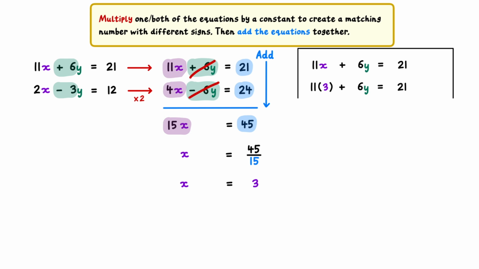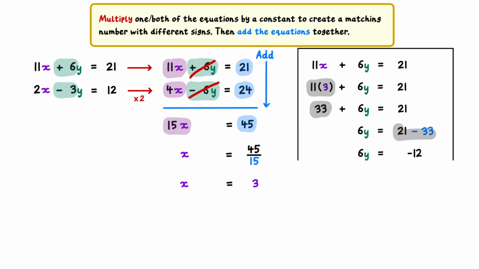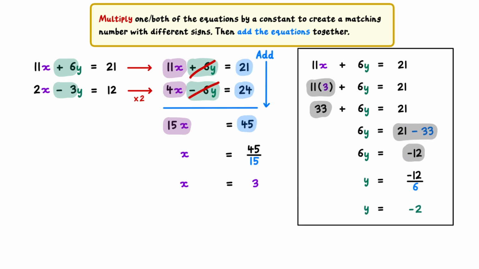11x plus 6y equals 21. 11 times 3 is 33. We subtract 33 from both sides. 21 minus 33 is minus 12. We divide both sides by 6 and find that y is equal to minus 2.